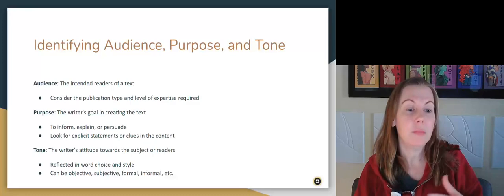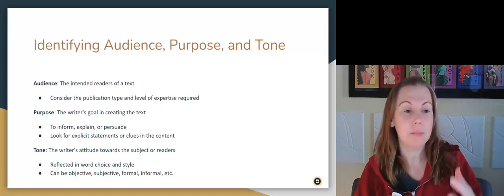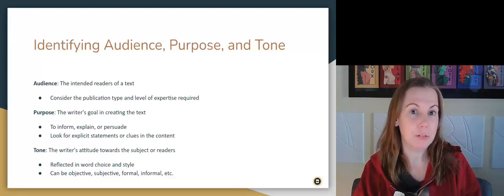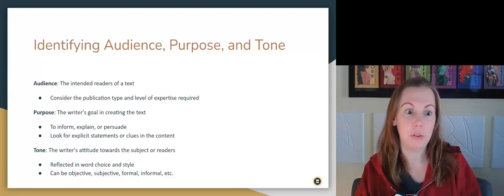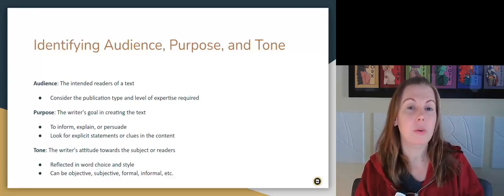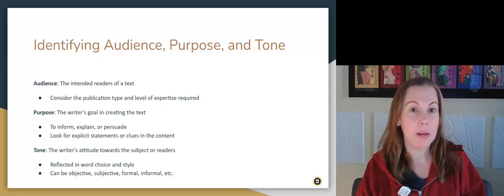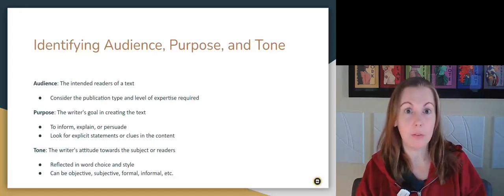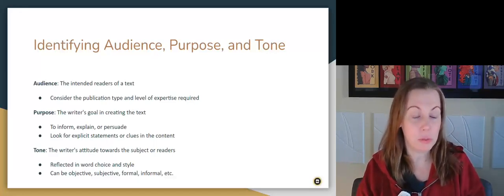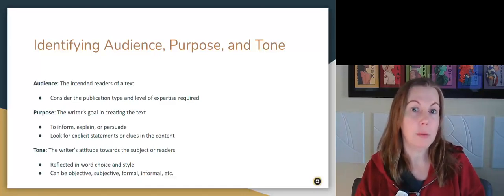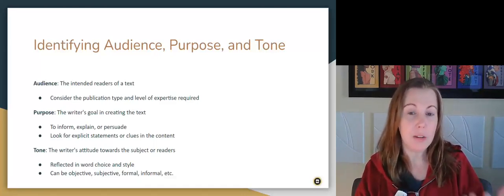So if I'm writing to parents, my purpose might be to persuade them to allow or disallow their students or children from using phones so much. My tone is going to reflect my audience. It might not be insanely formal, but it's also not completely slangy, right? I have to have a nice balance between the two. When you're writing academic writing, your tone should be formal. You should not be using any slang or informal word choices, that kind of thing.